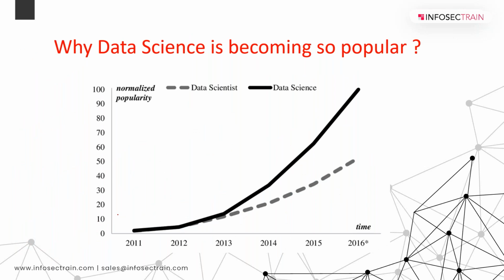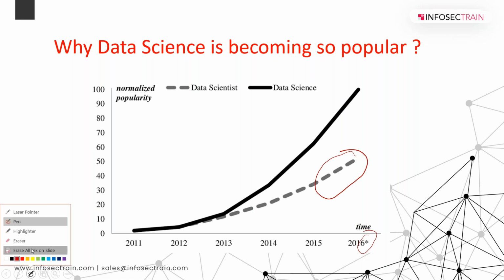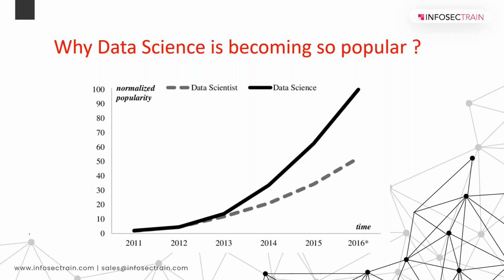Now, next thing: why data science is becoming so popular. If you guys see the graph from 2011 till 2016, with an asterisk used over here, that means till this time also data science is increasing, and so is the job of the data scientist. It is called one of the sexiest jobs of this decade, or this era, you can say. That is your data scientist.